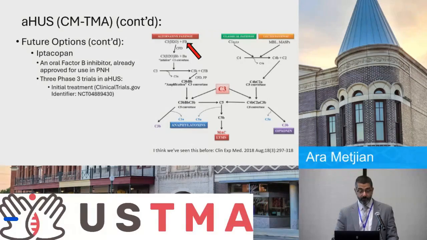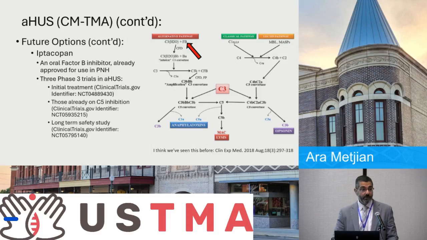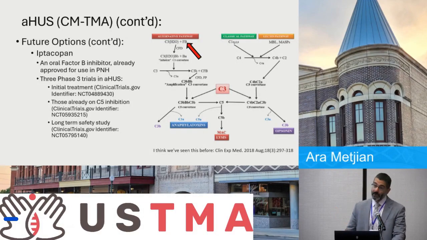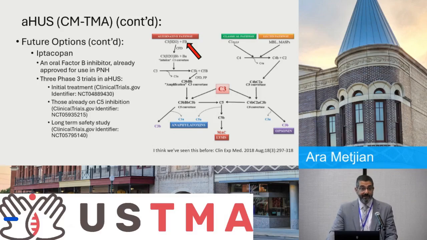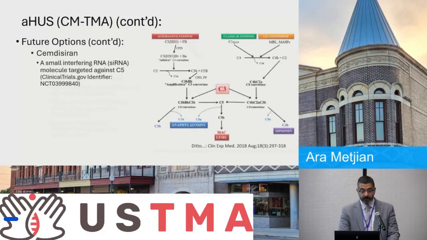They include patients who walk in the door de novo with a brand new diagnosis, and those who are already on treatment, and there's going to be a long-term safety study. So for those patients who are getting sick of an infusion every 8 weeks, or for some people who actually have to do that every 6 weeks, there's a chance you could just take a pill twice a day instead for your atypical aHUS. This was just to show you that we're never happy with the way things are.